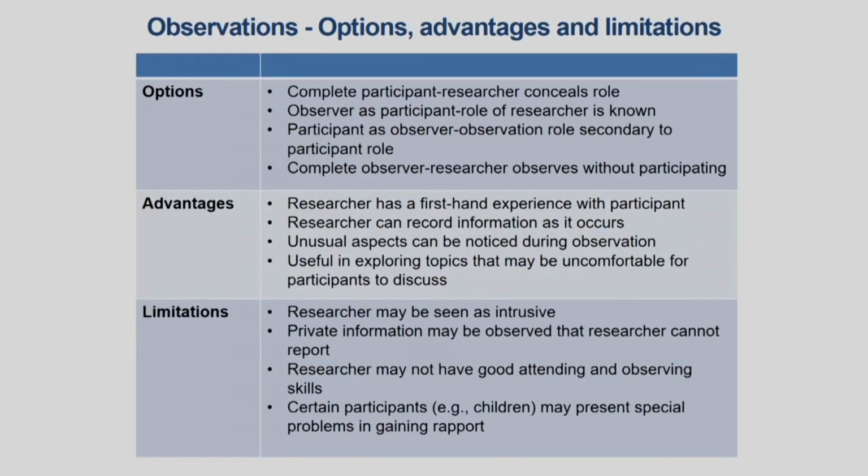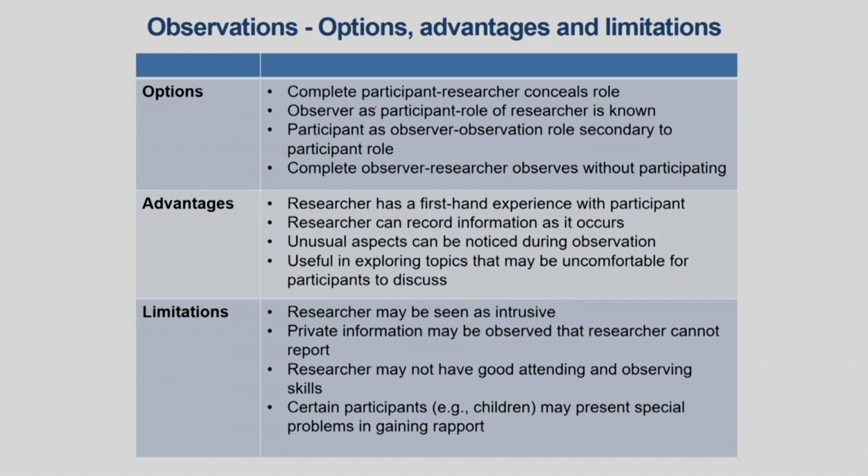Now, each of these data collection methods, I have tabulated in the form of options, advantages and limitations. This is to bring about more clarity in how the student can think about it. So, with respect to observations as a method of data collection, what are the options? The complete participant: researcher conceals role. Observer as participant: role of researcher is known. Participant as observer: observation role secondary to participant role. Complete observer: researcher observes without participating.